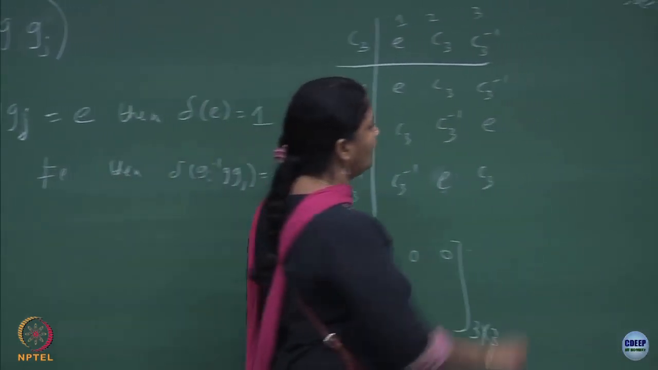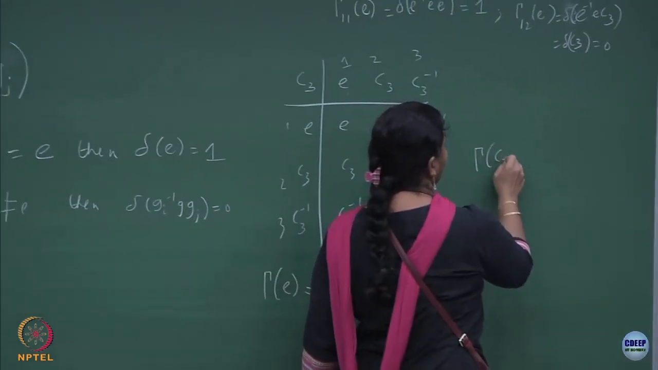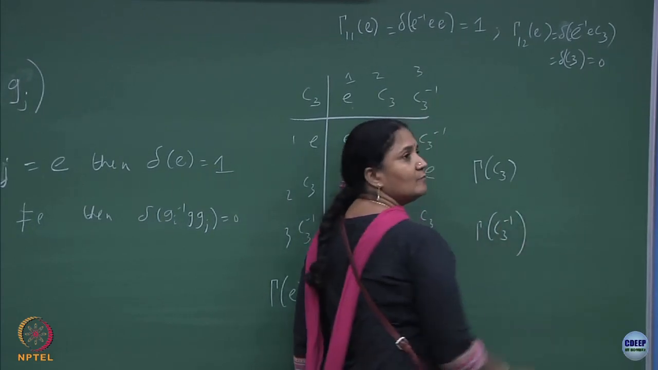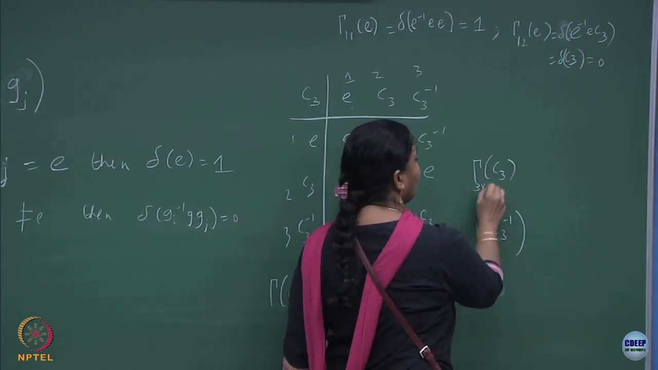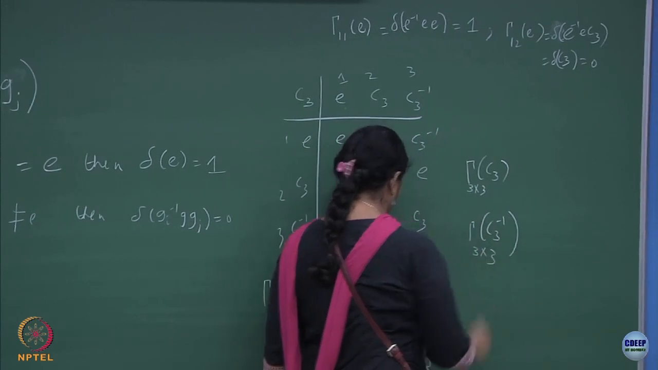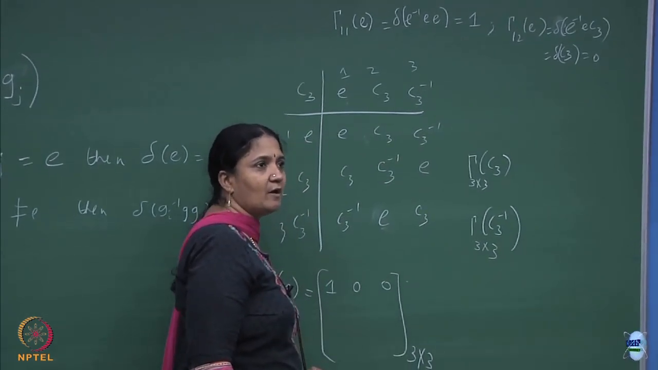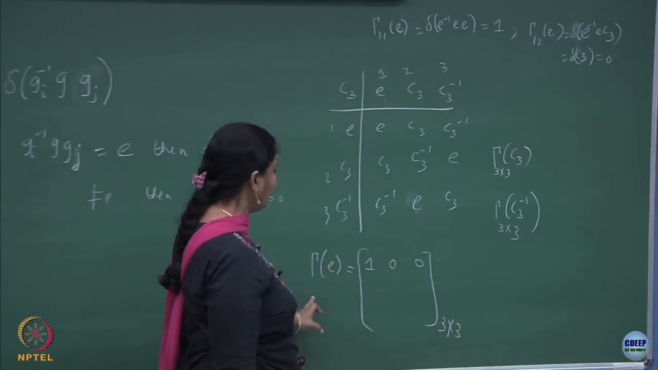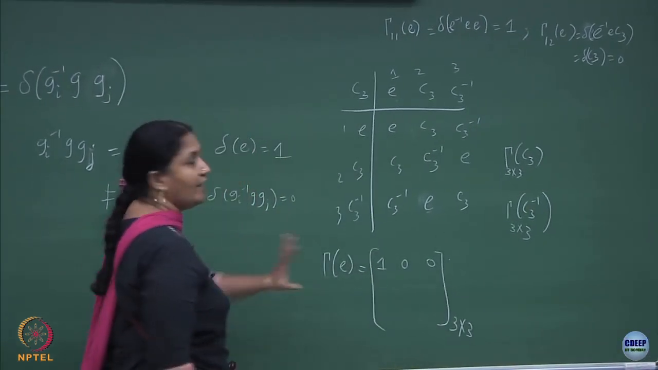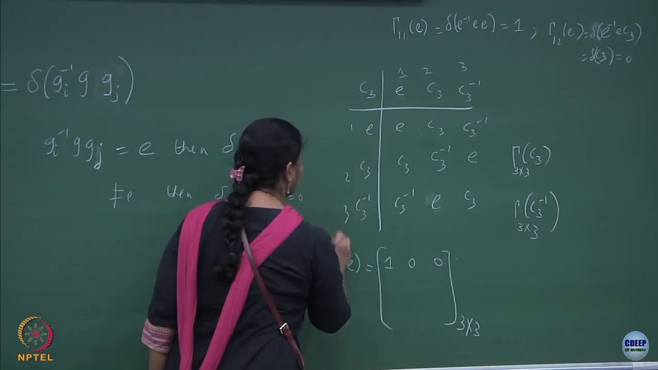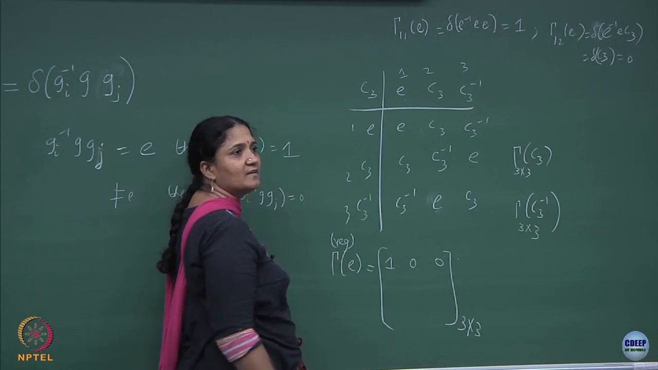Please do this for gamma of C 3, gamma of C 3 inverse. All of them will be a 3 cross 3 matrix. Please write it out. I have done the identity element, but you can work out the other elements and see. What you have done here will give you a reducible representation. All of them are regular representations, that is the definition of the regular representation.